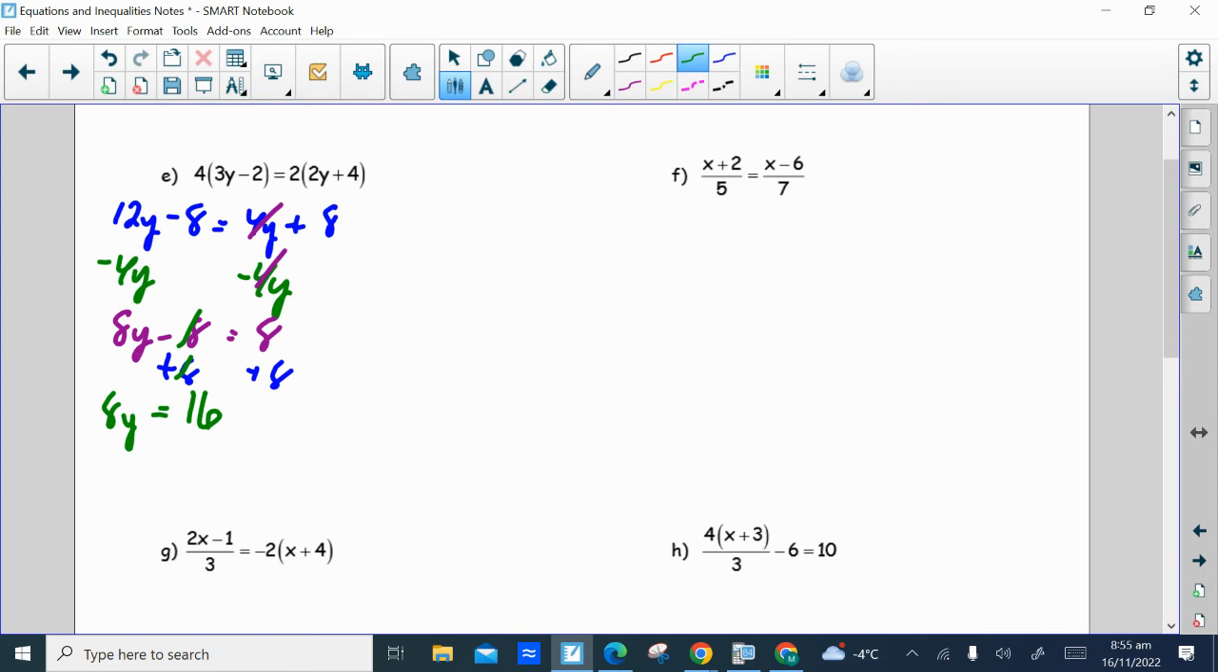Yeah. And now to get y by itself, we'll divide both sides by 8. So the 8's cancel on the left, and on the right, 16 divided by 8 is positive 2.